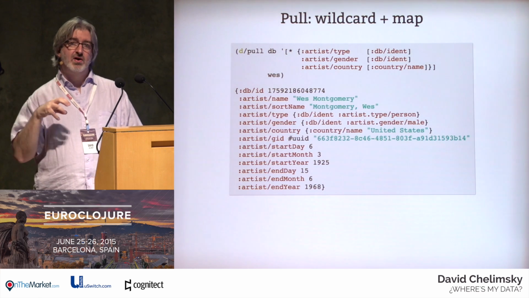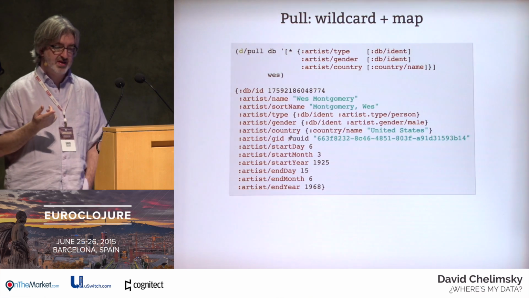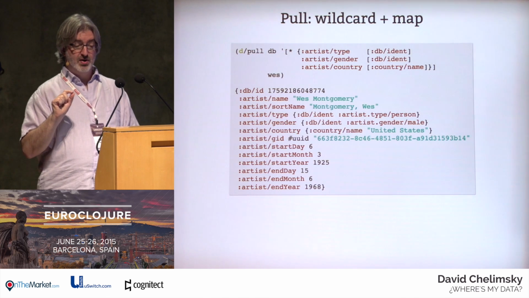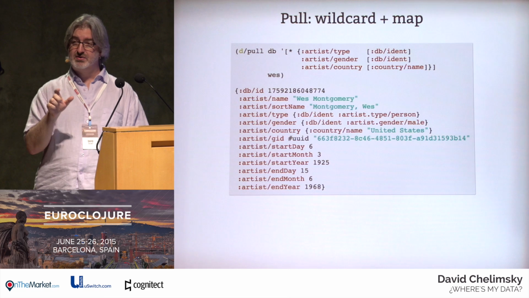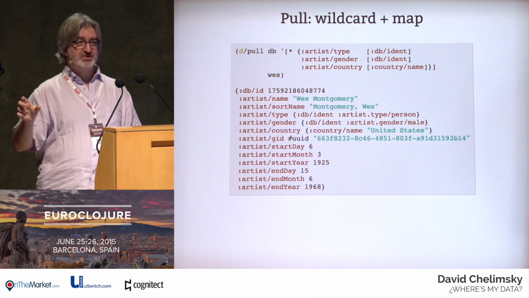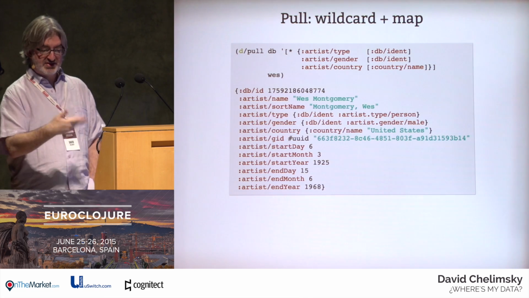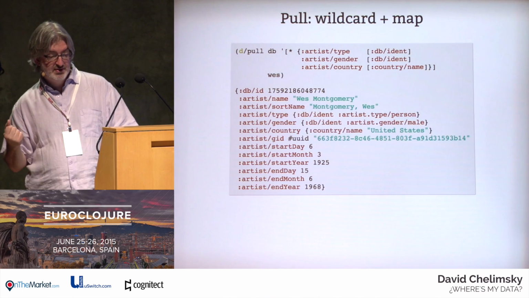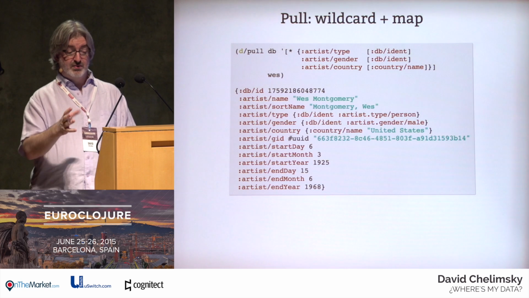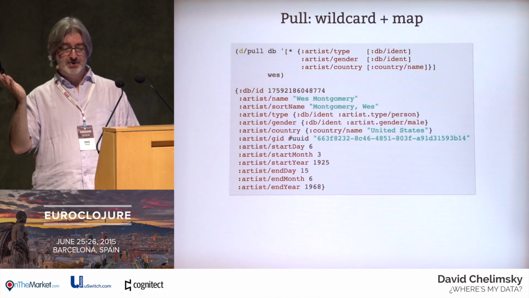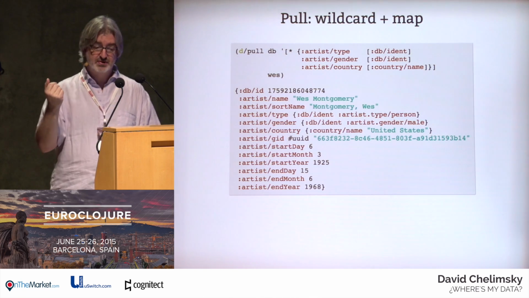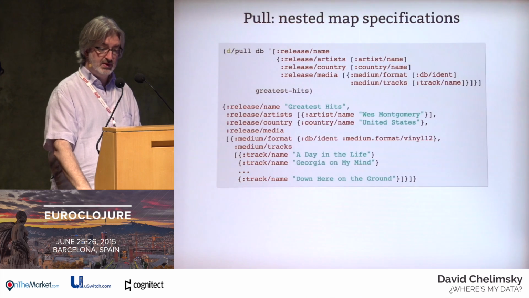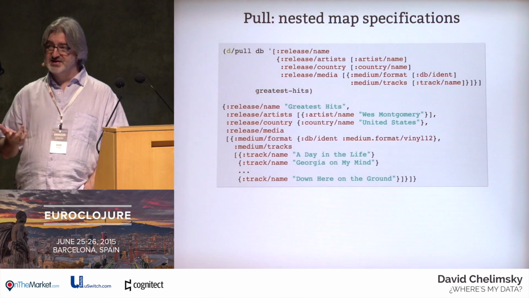You can combine wildcards and these map specifications. So in this example, we're saying, I want all of the attributes, but specifically for artist type, artist gender, and artist country, here are the specifications for how I want those rendered. So this gives us something a little more useful. For the artist type, we're getting back the DB ident. For the artist country, in the data model we happen to have string names, country names, so we're pulling those back because that's even more readable.